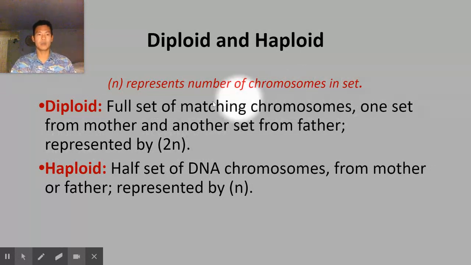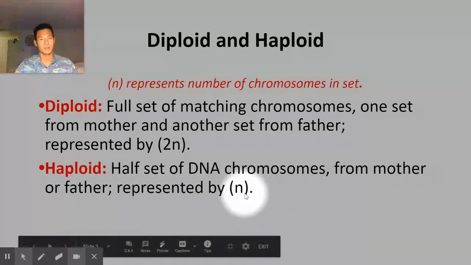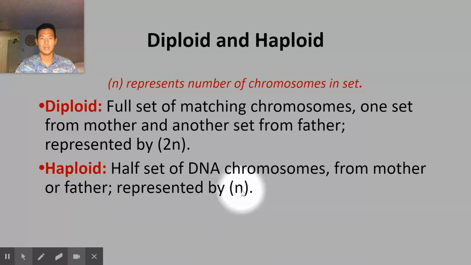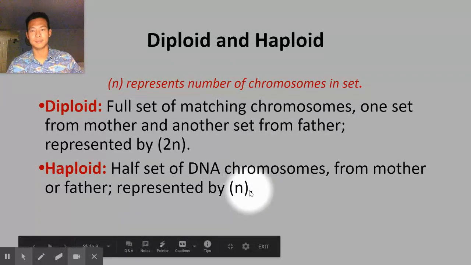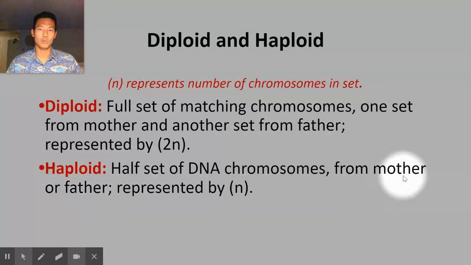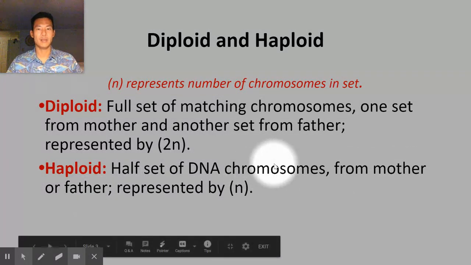Sexually reproducing organisms, multicellular organisms, will also have haploid cells, in which the cells contain half the set of DNA, half the set of chromosomes, from either the mother or father. These haploid cells are represented by just n, or 1n. If you know basic algebra, 1n is the same as n. And it's from either the mother or father. It's all mixed up. You don't know who it's from. I'll explain that further later.